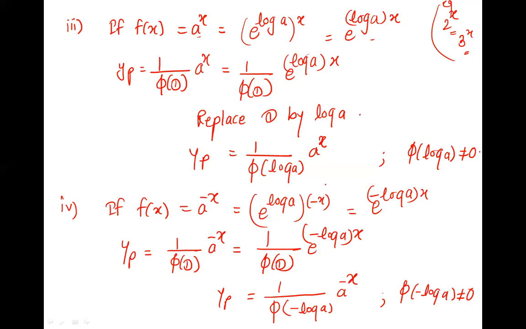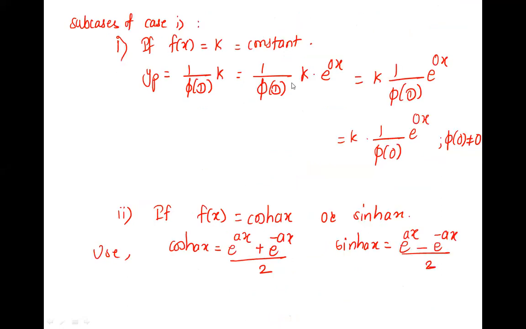Everyone knows how to solve the later part, but what you must remember is how to write a raised to x in terms of e. It is e raised to x log a. How to write a raised to minus x? It is e raised to minus x log a. Also remember how to write a constant as constant into e raised to 0x, and the formulas for hyperbolic functions, cosh and sinh, so that we can go and solve the next examples.